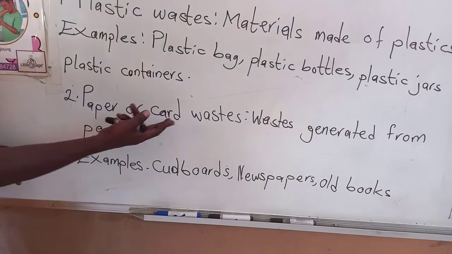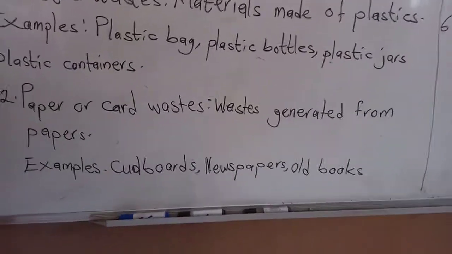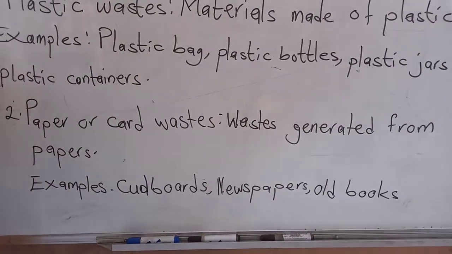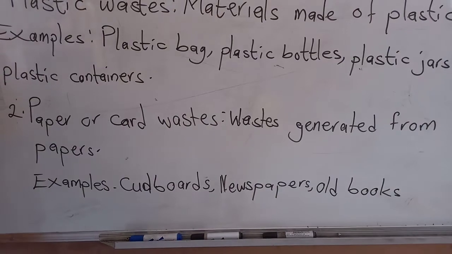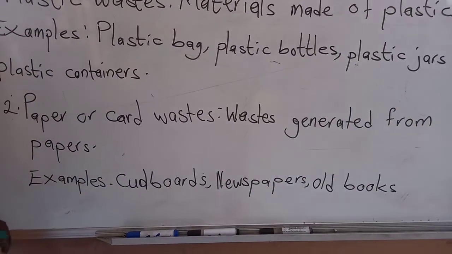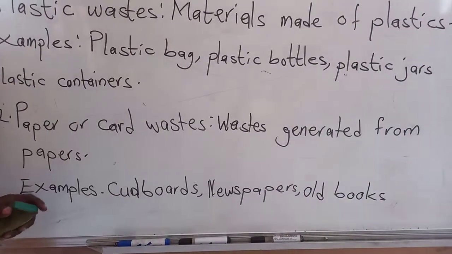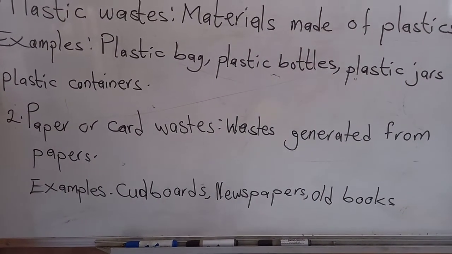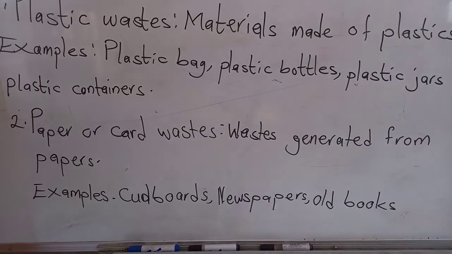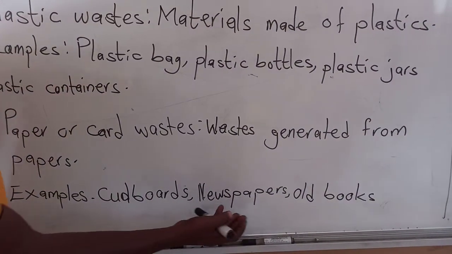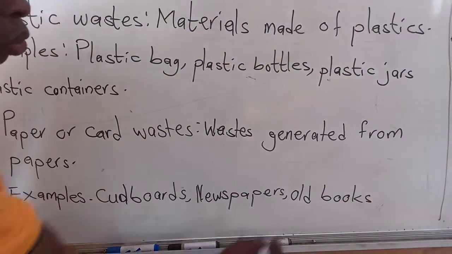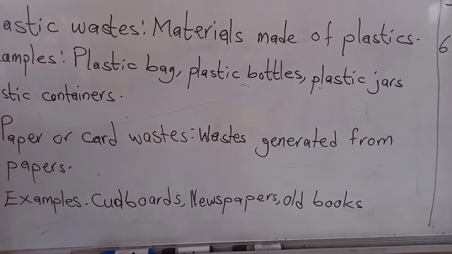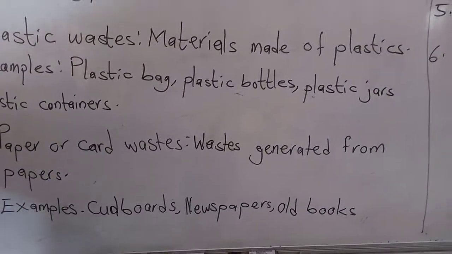Then we have paper or card waste. For this waste, most of the time we generate it in our various schools, printing press, and sometimes in our homes. Let's look at some examples. We have cardboards, newspaper, old books. Old books or even torn books that we don't need anymore become paper waste. Good. Let's continue.